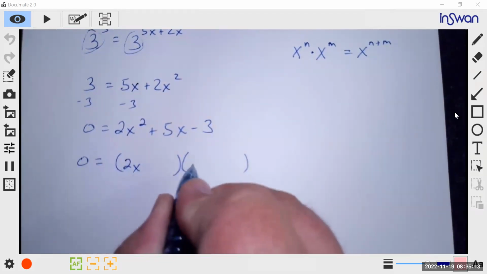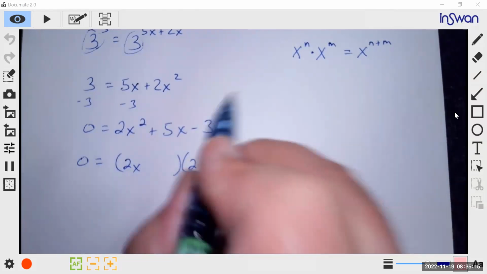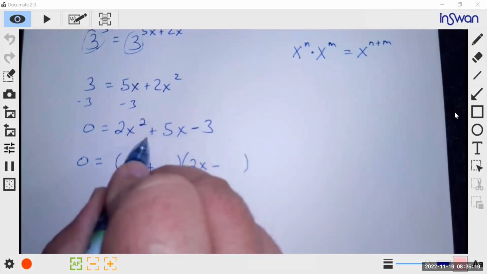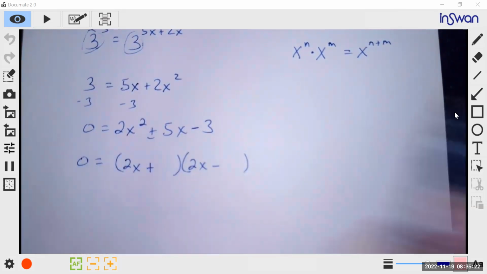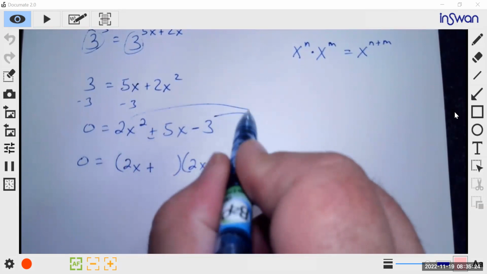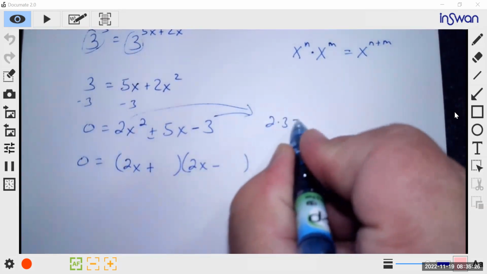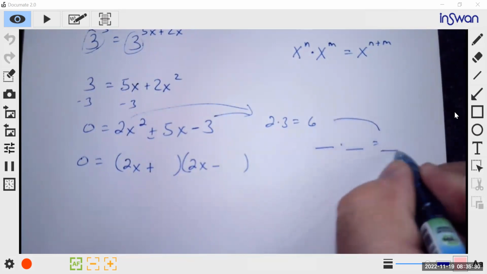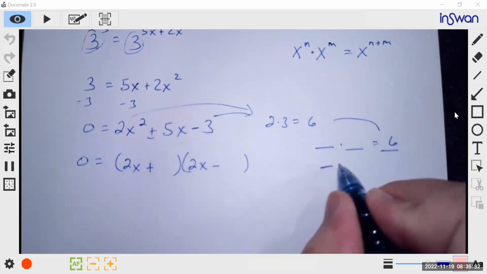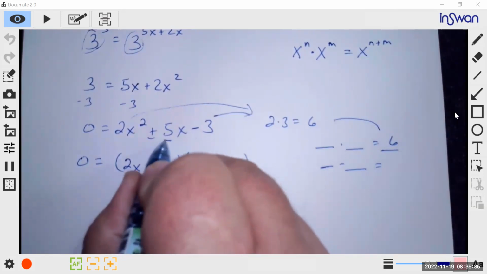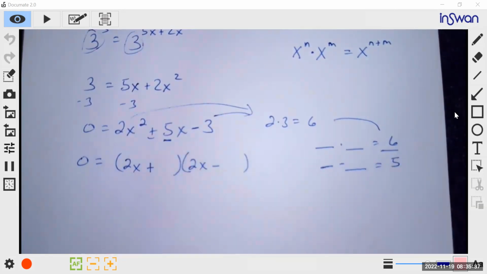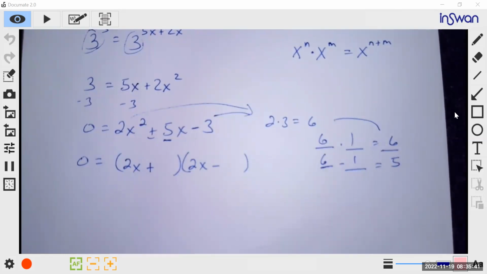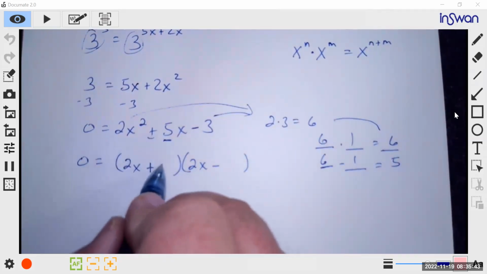Two x. Second sign's a minus, so they're opposite signs. The bigger number gets a plus. So multiply first and last. 2 times 3 is 6. What times what is 6? When we subtract them, we get 5. 6 times 1, 6 and 1. So 6 is positive, goes here.